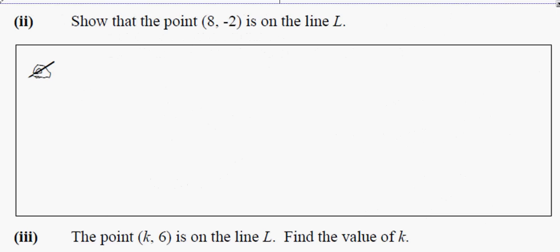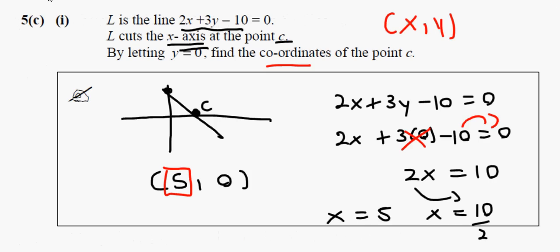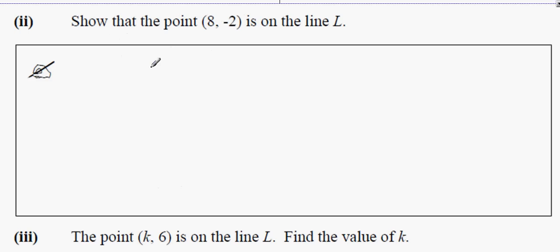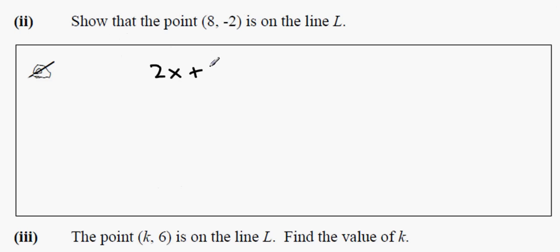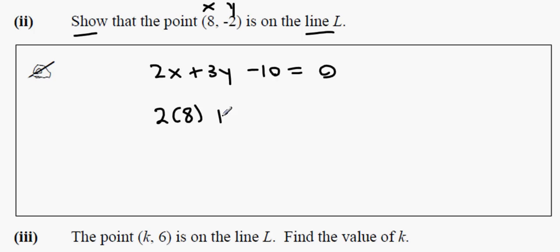Now, show that 8, minus 2 is on the line. Okay, so 2x plus 3y minus 10 is the formula for the line. Show that it's on the line. So if it's on the line, and the word show means it is on the line, then this equation should balance when I replace x with 8 and y with minus 2. 2 times 8 plus 3 times minus 2 minus 10 equals 0.